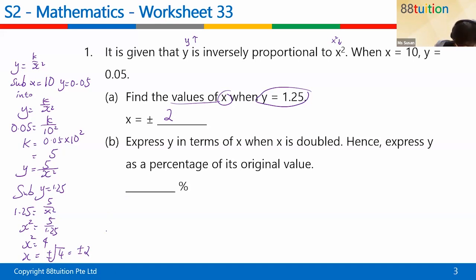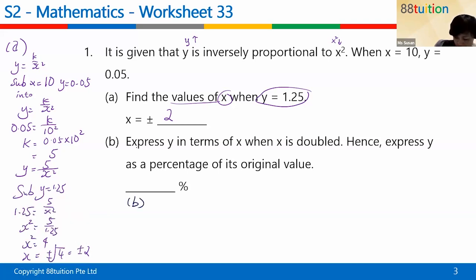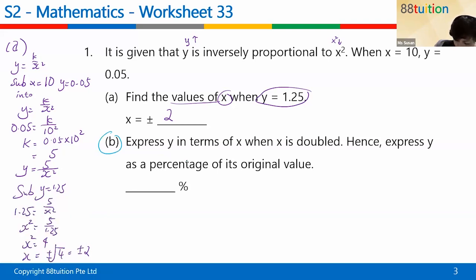Now, for part B, okay, so this is part A. For part B, express y in terms of x when x is doubled. Hence, express y as a percentage of its original value. So you're supposed to express y in terms of x when x is doubled.